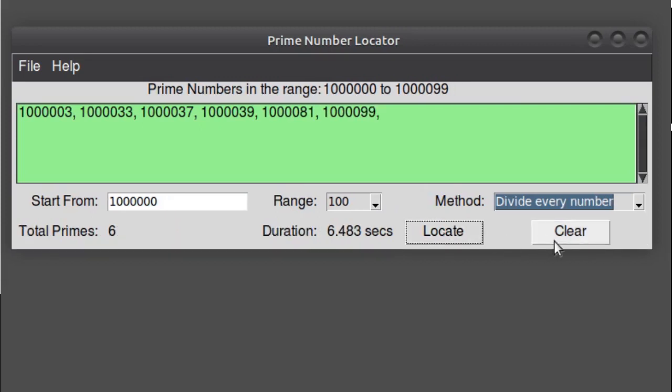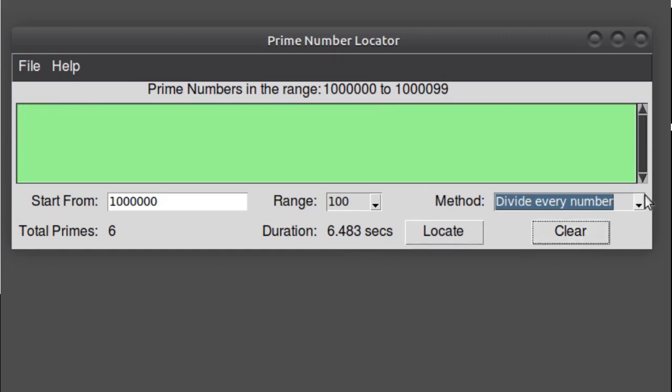So there's 1, 2, 3, 4, 5, 6 primes it found, and it took 6.15. So my program's pretty slow. So we'll try another one.